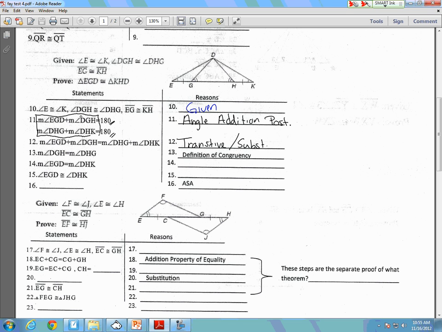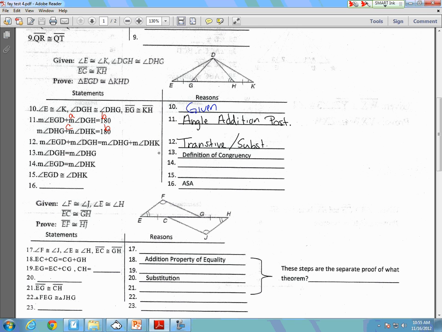It's transitive because if we look at step 11, this is an A statement, this is a B statement, this is a B statement, and then this would be C. So we have transitive as if A is equal to B and B is equal to C, then A is equal to C, and that's what we've shown. A equal to C.